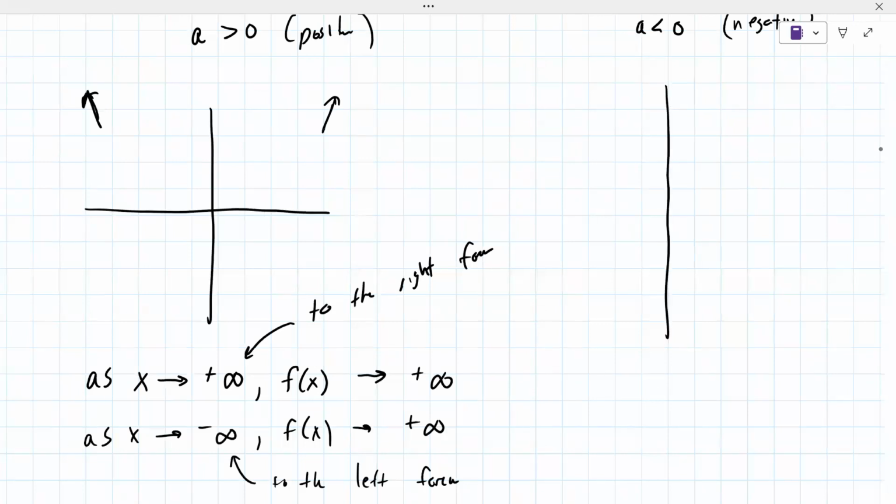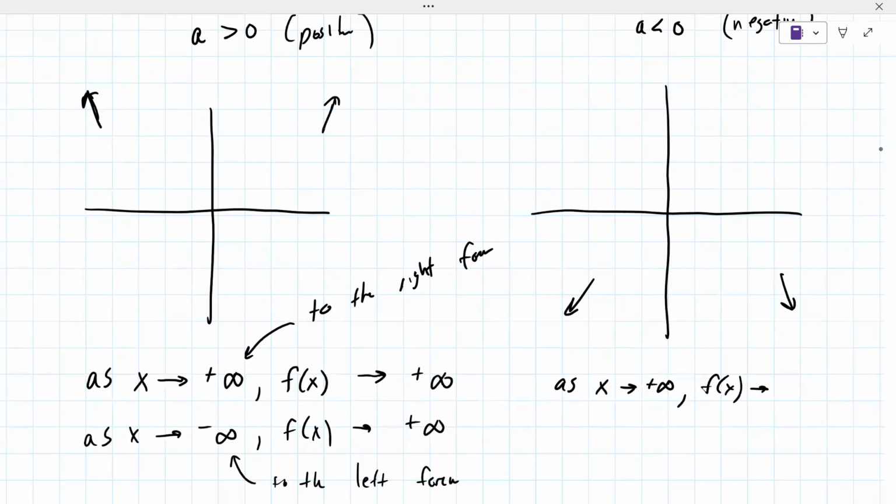Okay. Now we can draw another graph here where it's going down and down. And this time, as you go to the right forever, the y goes to negative infinity. And then as x goes to negative infinity, to the left forever, y, which is f of x, goes to negative infinity. So the negative infinities here refer to going down and down. So the first part is right and then left, and then up, up, down, down.